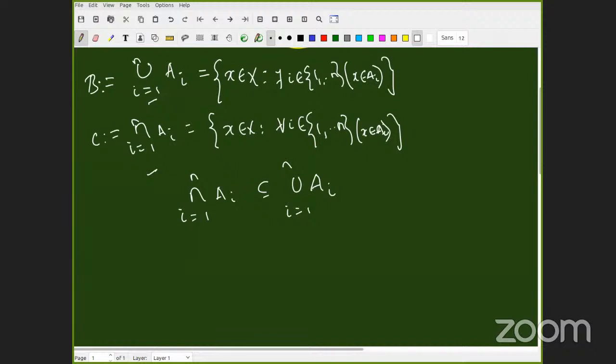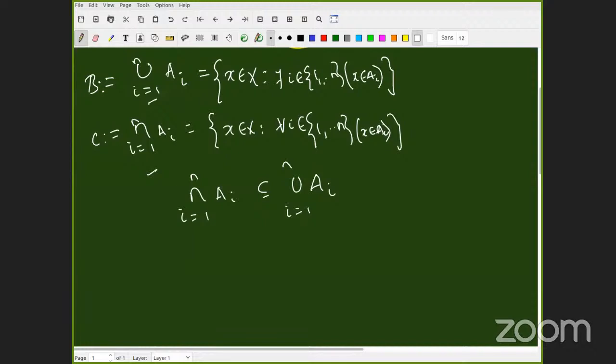Good. I'm going to ask someone from R1. Jayashree, start. Let X belong to intersection I equal to 1 to n AI. Which means what? For all I belongs to 1 to n, X belongs to AI. Fantastic. Then we can say that there exists I belongs to 1 to n such that X belongs to AI. Therefore, it is in the union.